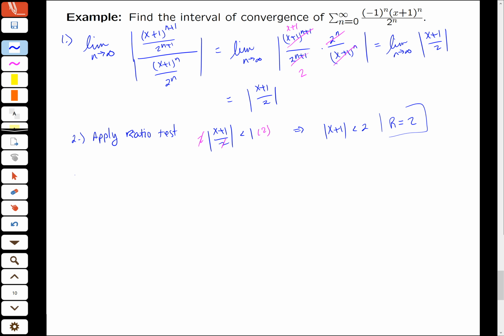Now we have to find the endpoints. So I'm going to solve my equation, x plus 1 less than 2. That means I'm going to have minus 2 is less than x plus 1 is less than 2. We're trying to get x by itself, so I'm going to subtract the 1 all the way across. What is minus 2 minus 1? Negative 3, less than x, less than 2 minus 1? 1. Check the endpoints.